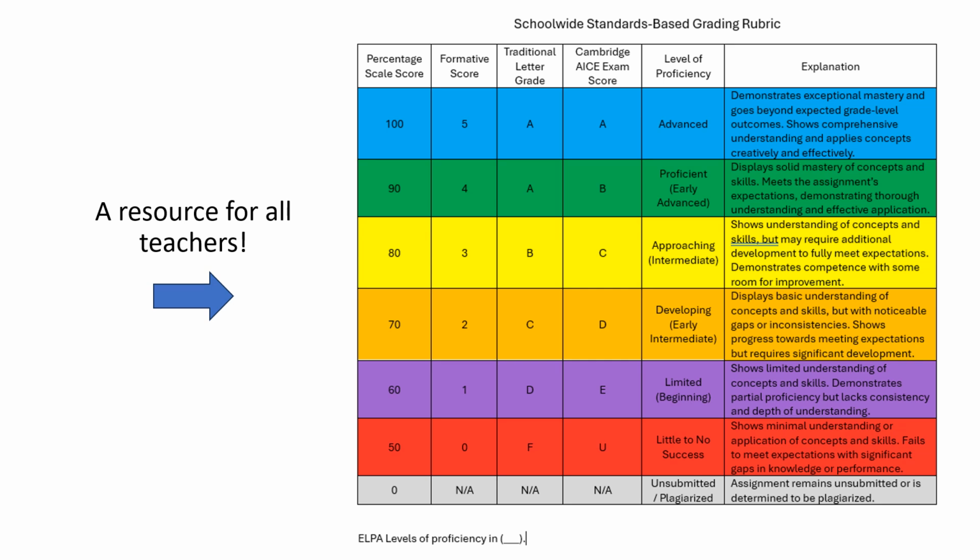Okay, so before we wrap things up, I do have one more resource for you. I made this general standards-based grading rubric that should be able to be used with any class or any assignment. It's a ladder style rubric, but it also provides an explanation for what is meant by each level of proficiency, along with alignment with a traditional percentage scale score, a formative score, a letter grade, and a Cambridge ACE exam score. The only thing that you would need to do is create a descriptor of excellence for each criteria, but otherwise, this rubric will be ready to go for whatever constructive response assignment you're having your students do.